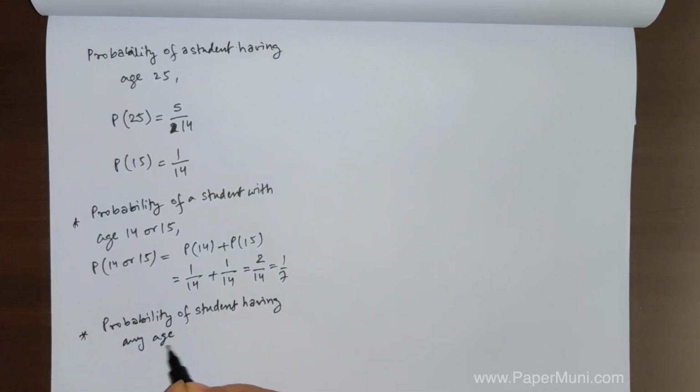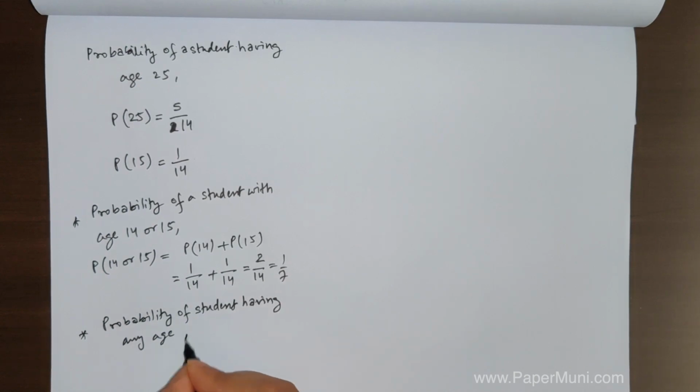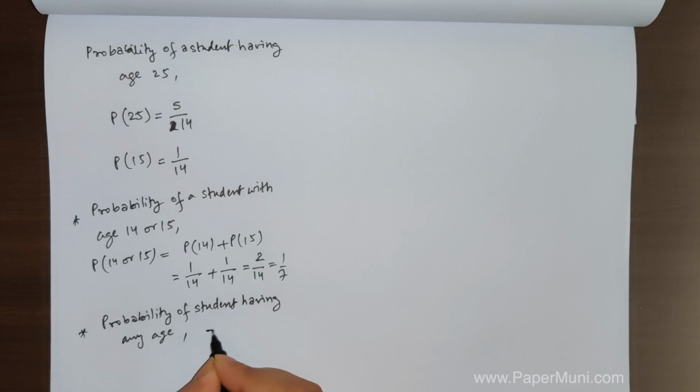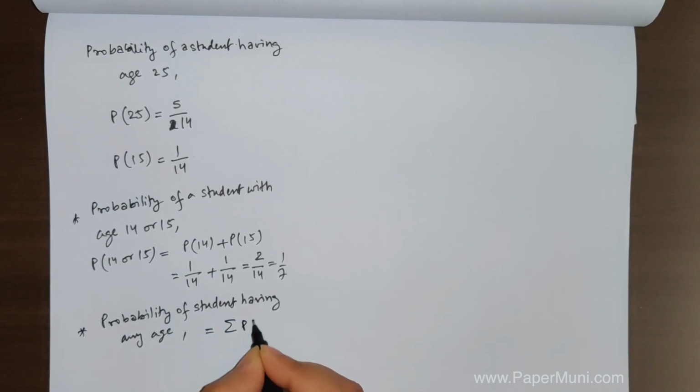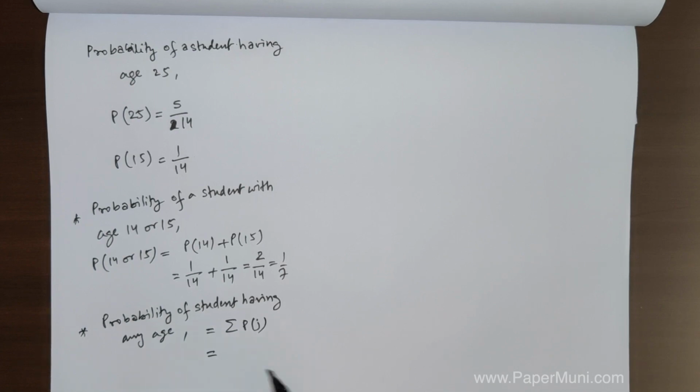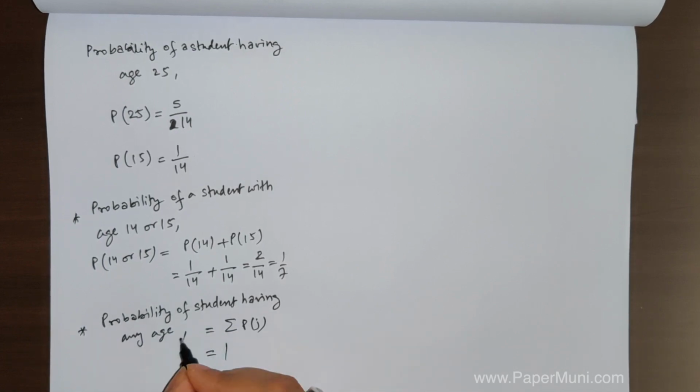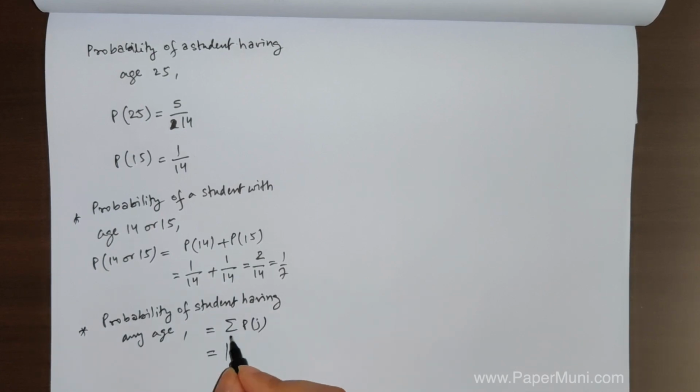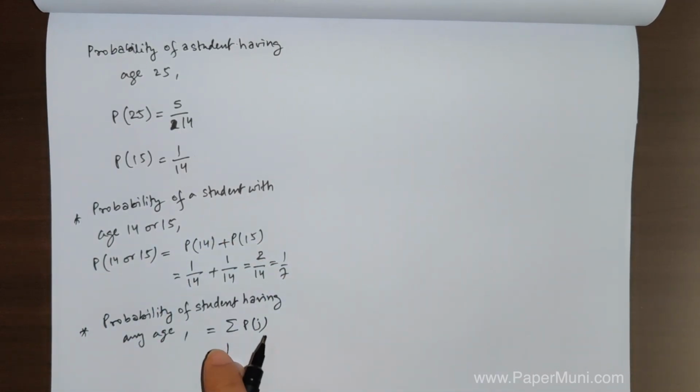Any age. Okay, so this will be what? You'll have to add all the probabilities of all the ages. So that will basically give you 1, right? Probability of a student having any age, that means it can have any age, so you can add all the probabilities and the result will be obvious, it will be 1.